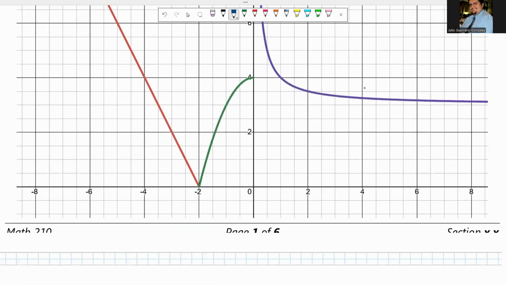In the sense that this point right here is going to have an open circle, and then there's going to be a random dot down there. So this graph is actually defined at that point, not here. All right, so now let's move on to the questions.